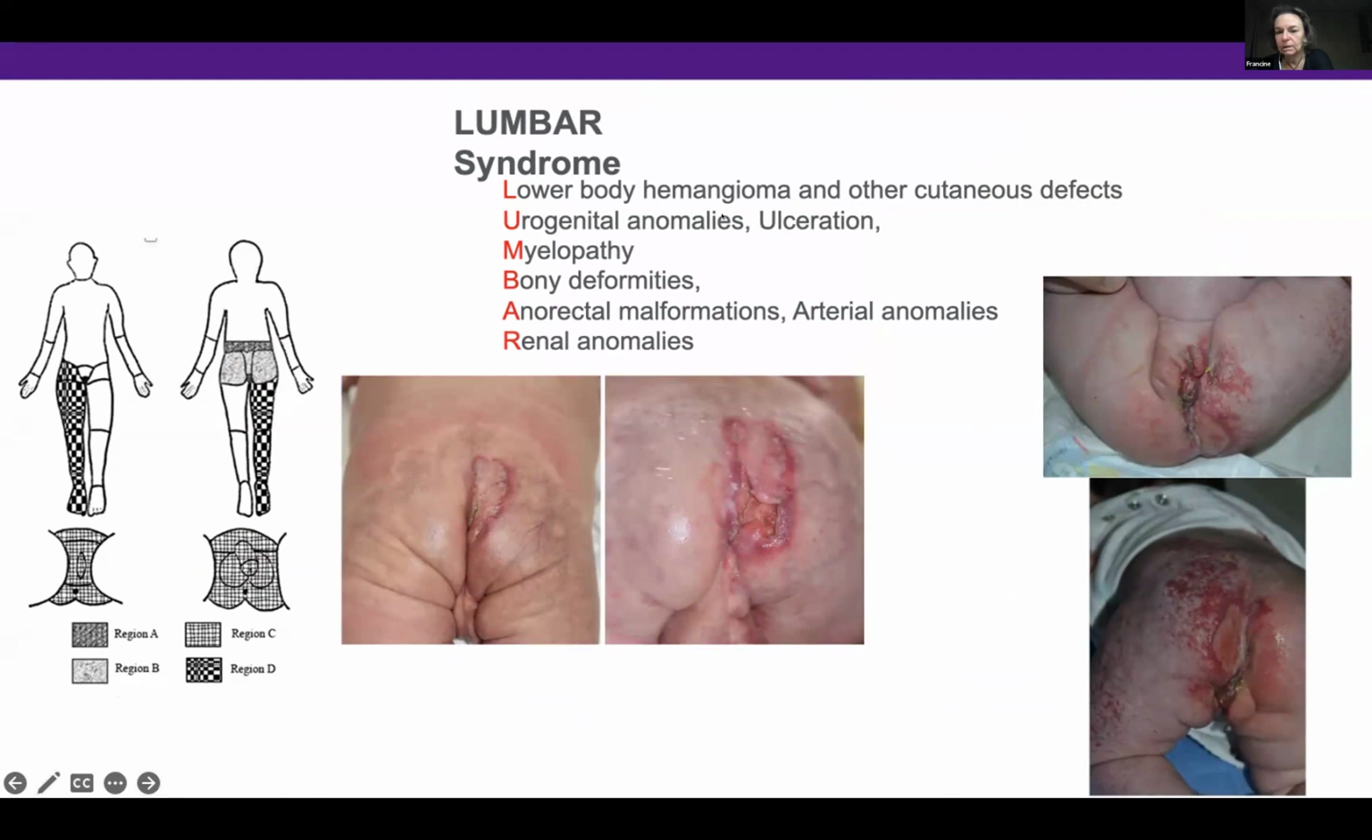There could be urogenital defects. They tend to ulcerate, but the U is for those too. They must be worked up for potential spinal abnormalities. There could be bone deformities, which are less common, anorectal malformations, which you may become involved with, and arterial anomalies or renal anomalies, and also urogenital. So these are also in a segmental distribution. Okay, and it's not as common as the other, but it's something to think about.